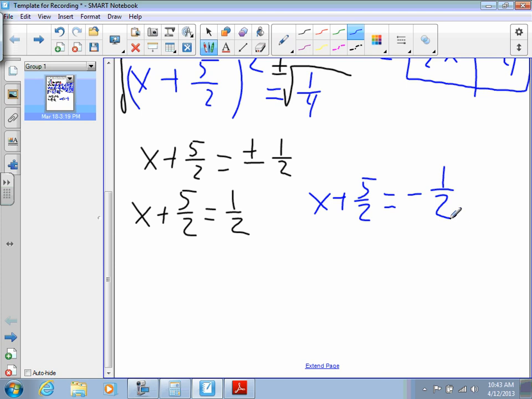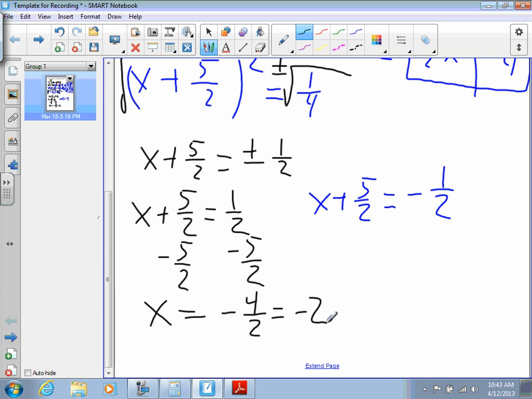Okay, so we're going to subtract 5 over 2 from both sides. And when I do that, I will get x equals, and 1 minus 5, of course, gives me negative 4, so negative 4 over 2, which I can reduce to negative 2. Okay.